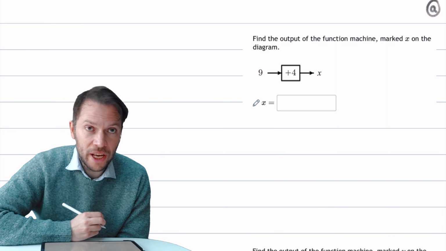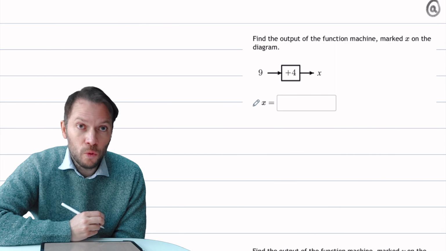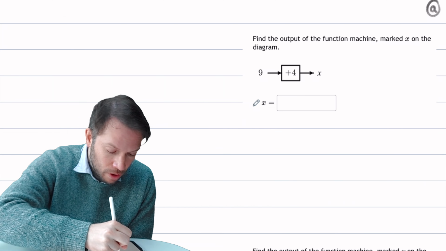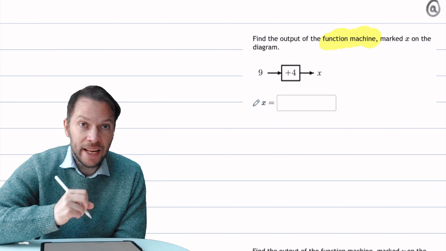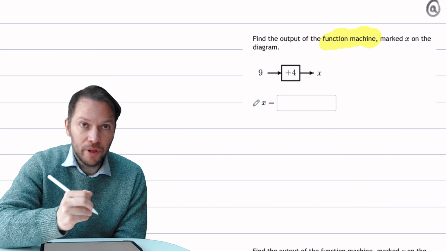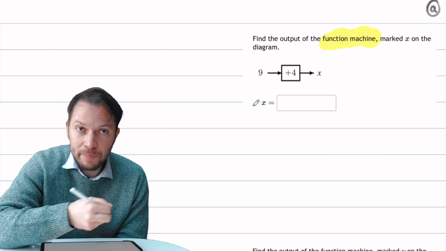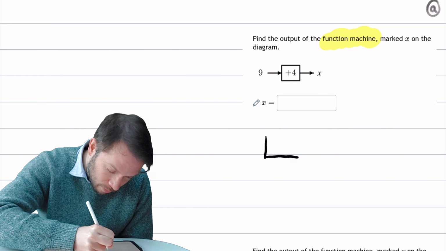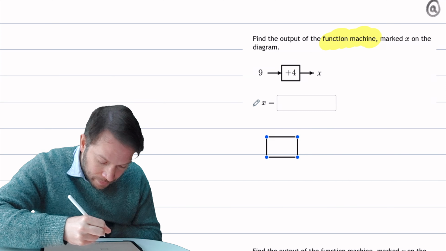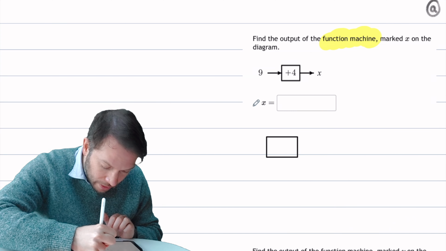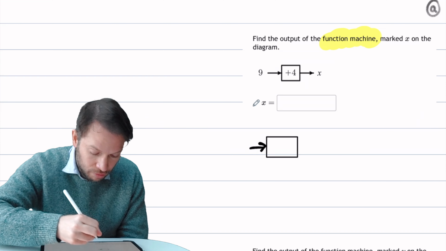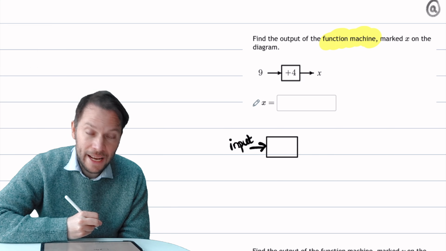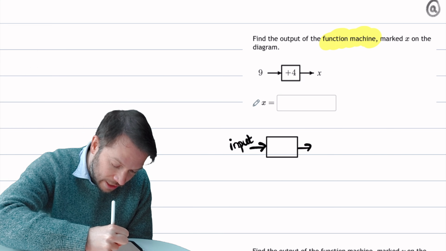Hi, in this video we're going to learn about function machines, also known as number machines. Now, what is a function machine? Well, a function machine is simply a rule that takes an input, does something with it, and then spits out an output. So you have some kind of box here, which is known as your function machine. And you have an input, something that goes into this kind of rule. It does something with it in that box, and then it spits out an output.